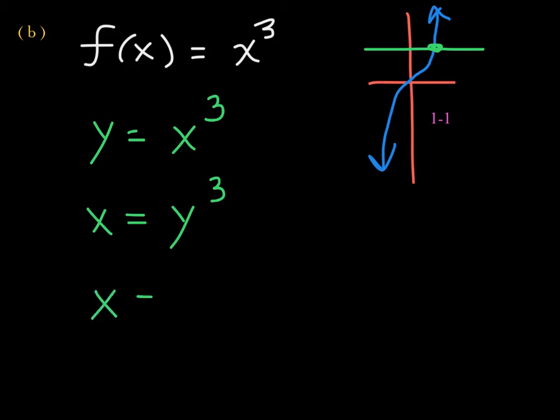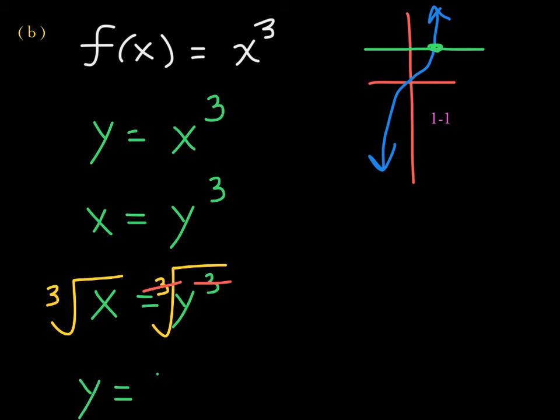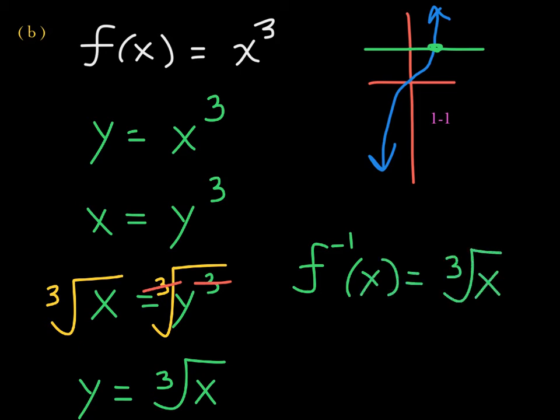Now, in order to solve for y, you need to undo that third power, the cubing action. And in order to undo the cubing action, you should take the cube root, because the cube root will cancel with the cubing, right? Those two will cancel. And so what you're left with is, I'm reading right to left, y is equal to the cube root of x. Using function notation, we would write f inverse of x is equal to the cube root of x. This is the inverse function for f.